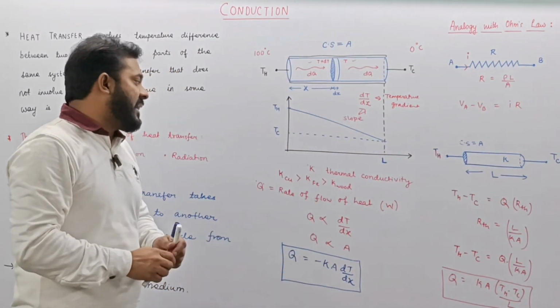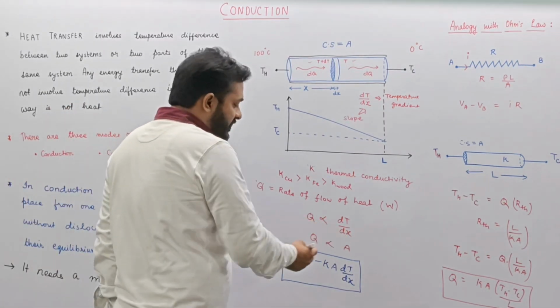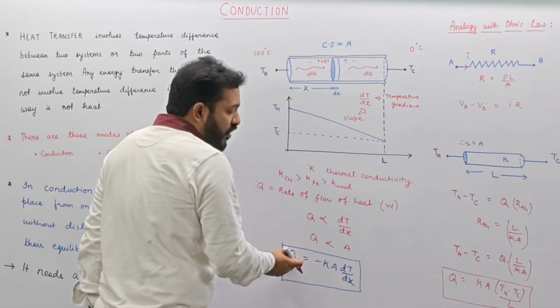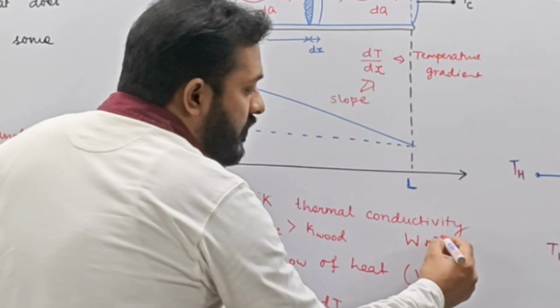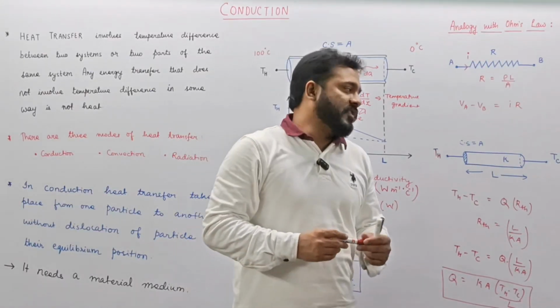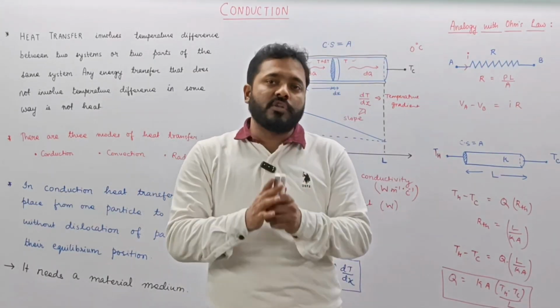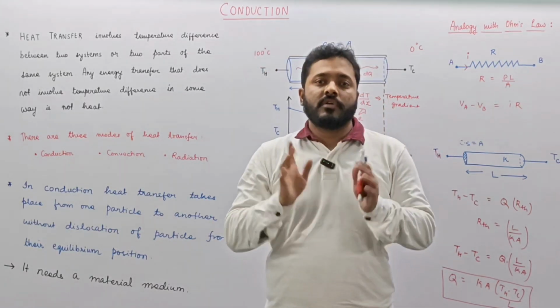We can quickly determine the unit for thermal conductivity of the material. Thermal conductivity of the material is measured in watt per meter per degree Celsius. Or we can say watt per meter per Kelvin. So this is an introduction to heat transfer and the concept of conduction taking place.